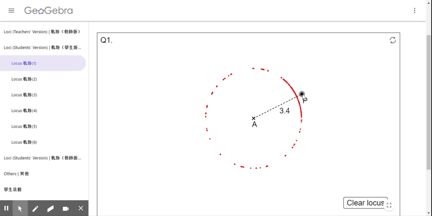Yes. Now, something that's interesting is, what would it look like if I found every point that was exactly 3 centimeters from A? It would be a circle, wouldn't it? Right. What I want you to do now is look at number 2, 3, all the way up to 6, and see if you can work out the rule.